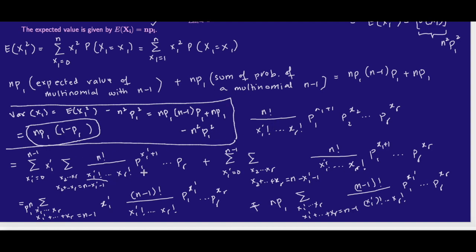So it was not hard, it's just long manipulations of summations and observing how we derived the expected value, and using it twice, once for the sum of probabilities and once for the expected value. So this is it about the variance of a multinomial distribution.